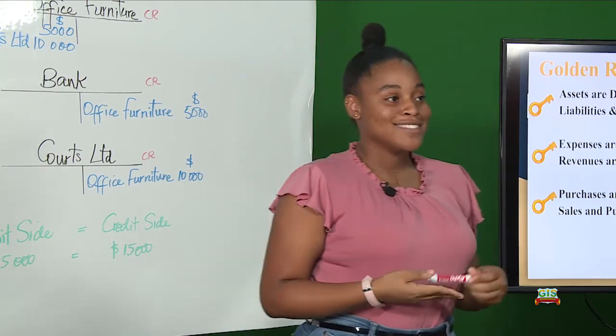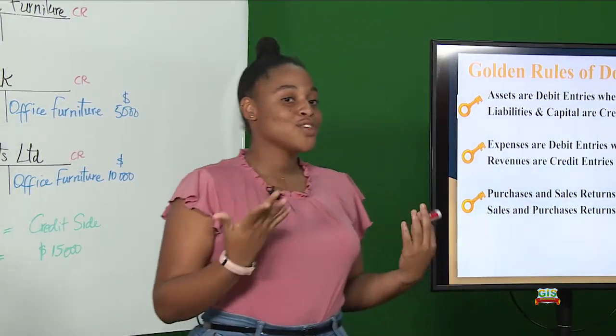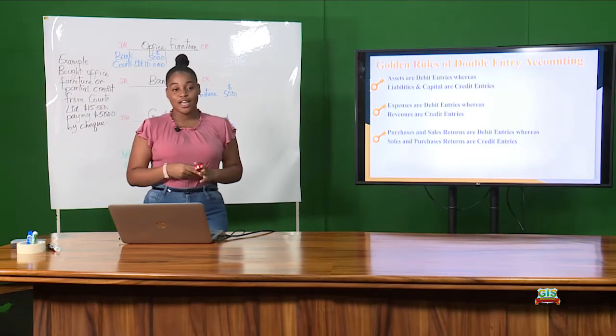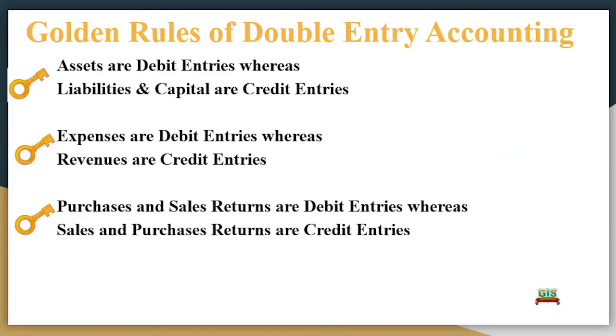To help you understand double entry accounting, there are a few golden rules, as I like to call them, that will aid you. The first one, assets are debit entries, whereas liabilities and capitals are credit entries, meaning asset accounts usually have debit balances. We will look at that in the end. And liability and capital accounts usually have credit balances.